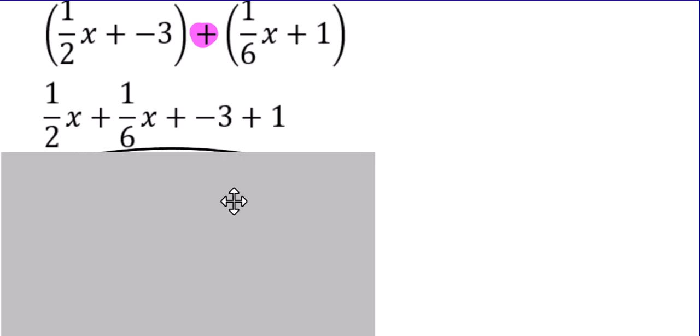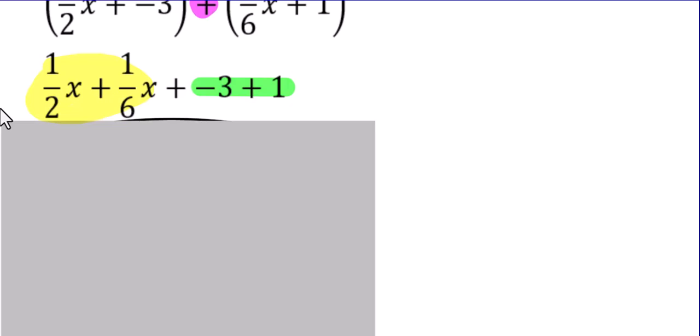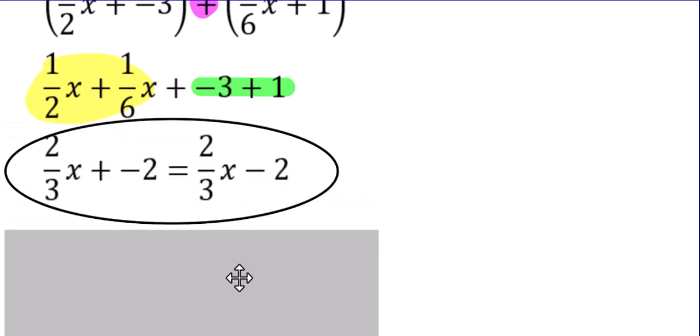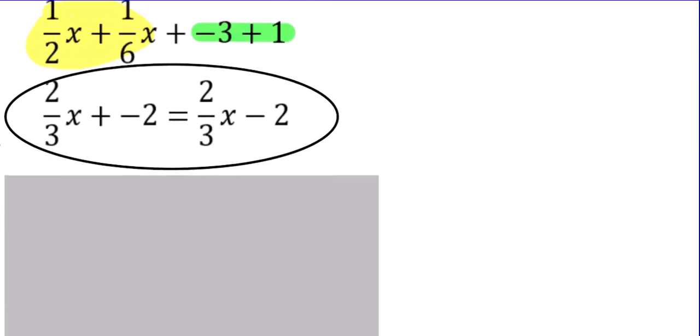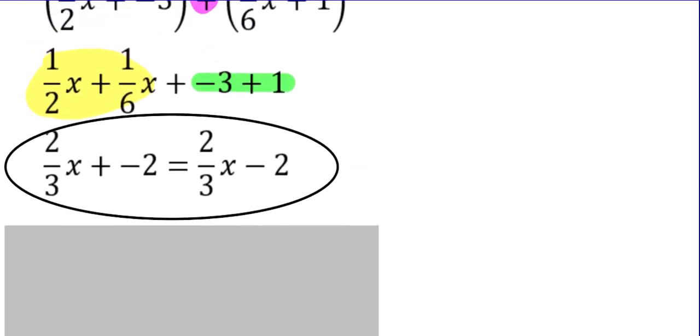Once the entire thing is addition, we can drop those parentheses. We can put our 1/2 x plus 1/6 x side by side. Negative 3 plus 1 are constants side by side. So we'll want to add our fractions together, and our constants of negative 3 plus 1. And we can use calculators for this. 1/2 x plus 1/6 x is going to get us 2/3 x. Negative 3 plus 1 is going to get us negative 2. So you can write this answer as 2/3 x plus negative 2, or equivalent to that is 2/3 x minus 2. That will also work.